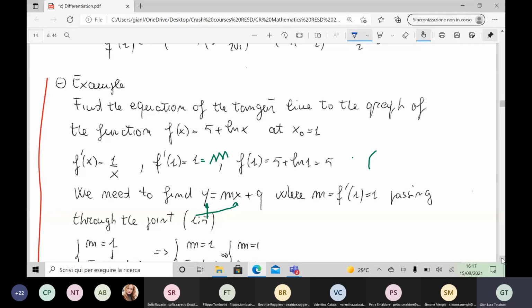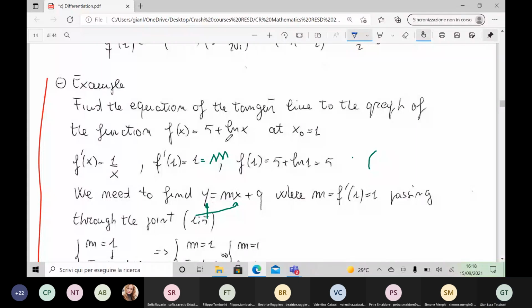Find the equation of the tangent line to the graph of the function f of x equal to 5 plus ln of x at the point x0 equal to 1. So in this case, guys, I asked you to find the equation of the tangent to the graph of our function. So you don't need to find only the slope, but really the straight line, the equation of the tangent line.